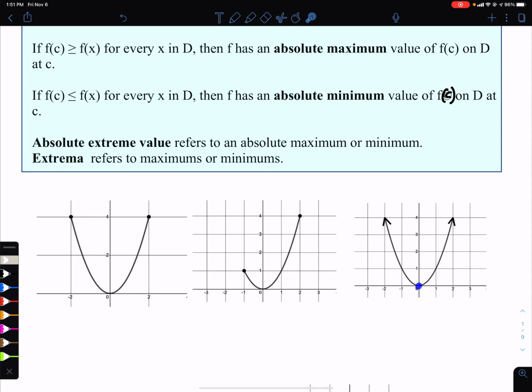So the absolute maximum has to occur at some value of c where if you get the y value there, you can show it's bigger than all other y values. So there's got to be a point. But if you see this goes up forever, you cannot pick a point that's the maximum. If you say, okay, the maximum is right there, no, it's not. There's a point bigger here because it keeps going.